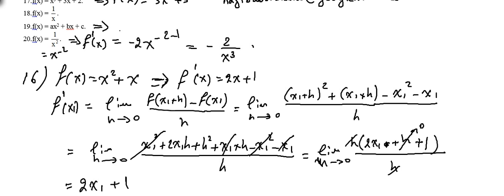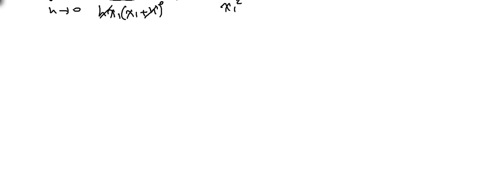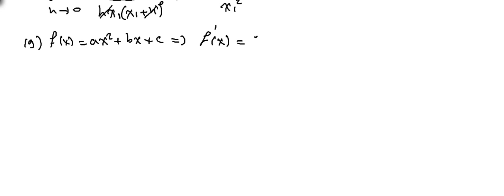I will try to do f of x number 19. Okay, this is number 19. f of x equal ax squared plus bx plus c, and the derivative should be f prime of x equal to 2ax plus b, right? And the derivative of c is 0, so this is the derivative. Let's see if we can do it by starting from the definition.